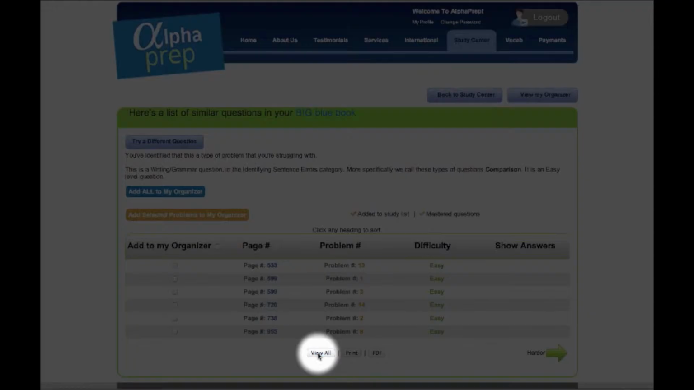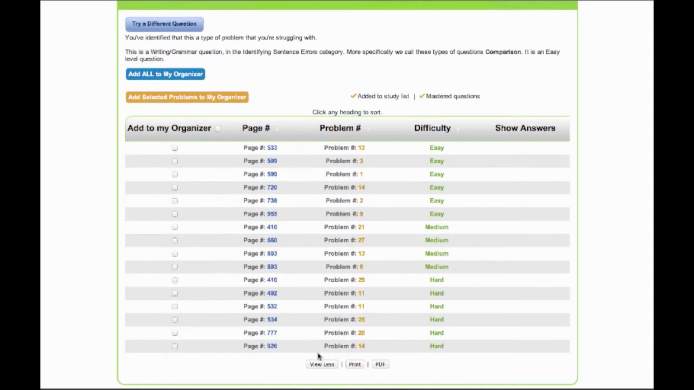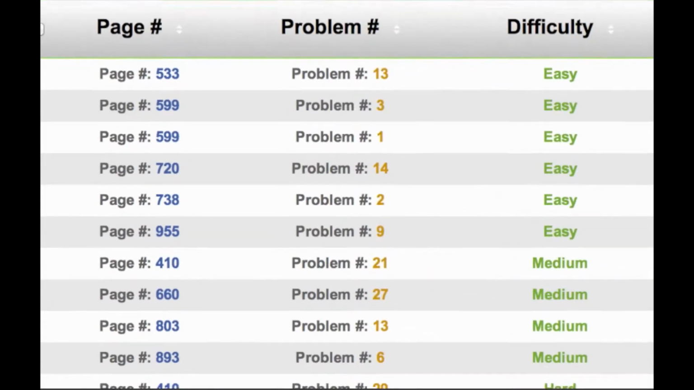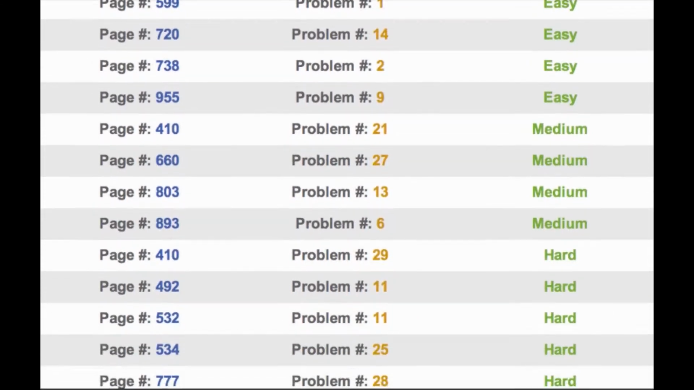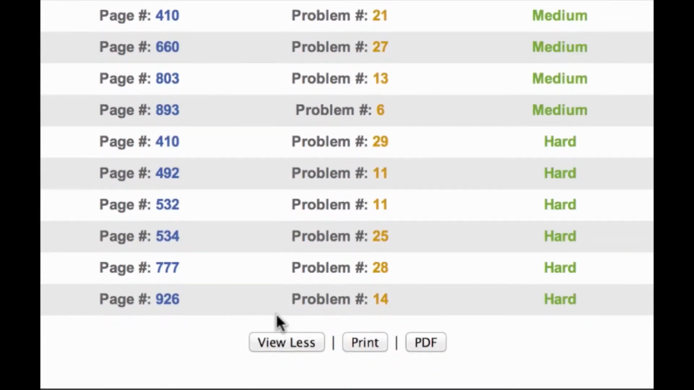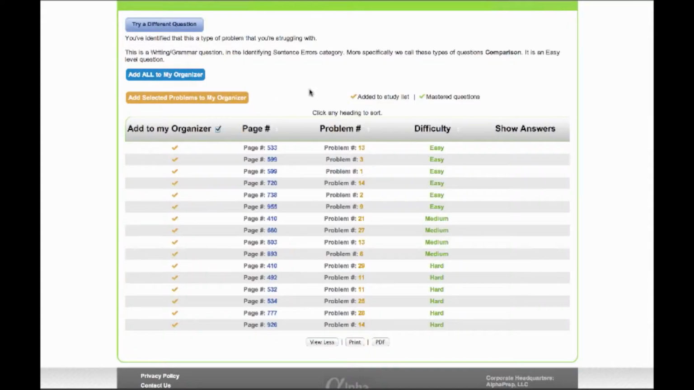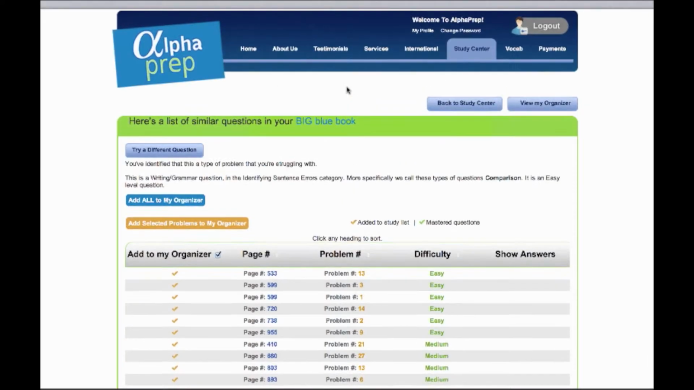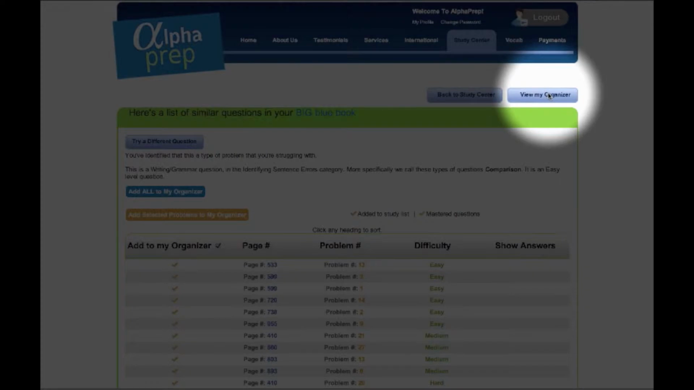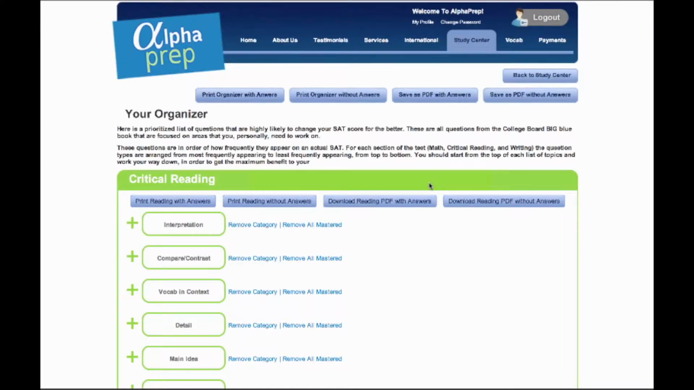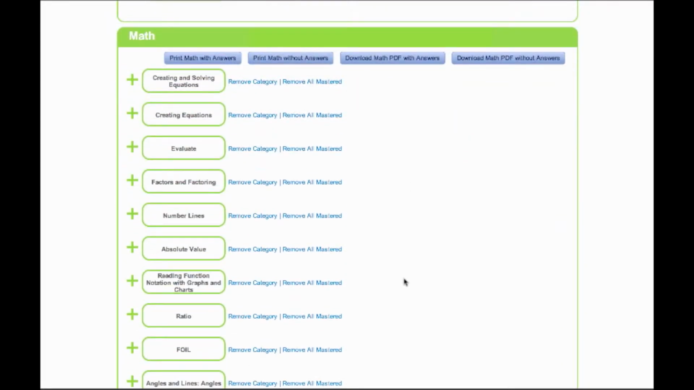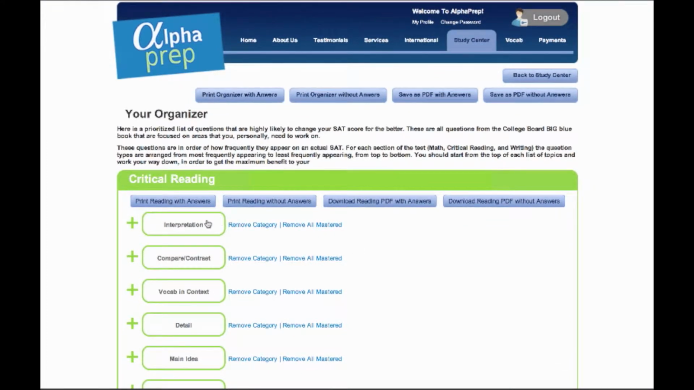This being the case, you can click View All. When you do that, you see a list of every question in the College Board Big Blue Book of this exact same category, subcategory, and second subcategory. I'm simply going to add them all to my organizer. Now, what's nice about adding these to your organizer is that when you go to your organizer, you'll notice that the organizer happens to be in order of how frequently every category appears on every test.